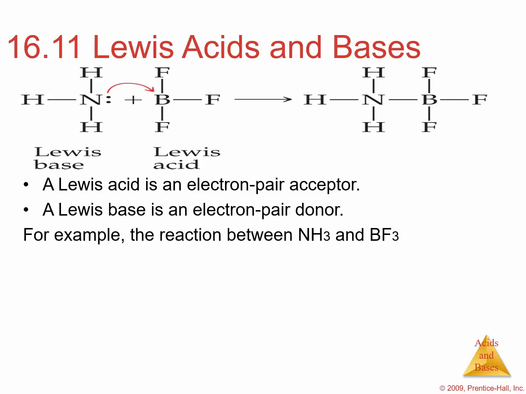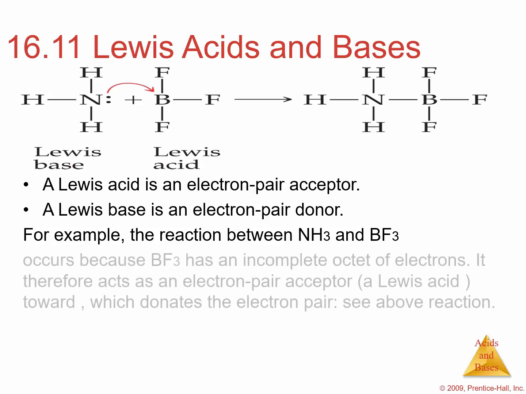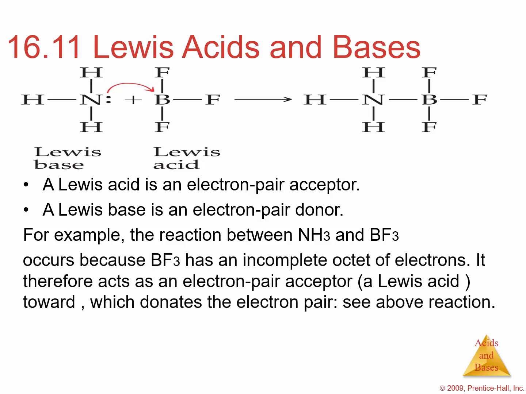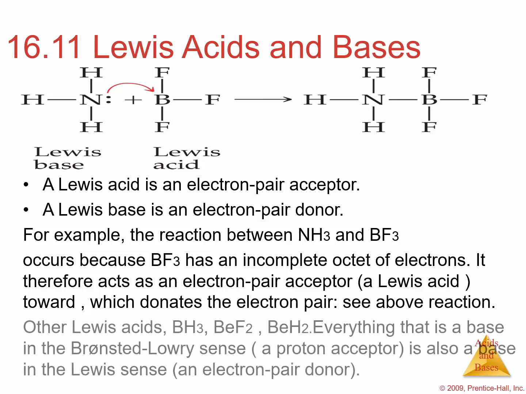Now, for example, the reaction between NH3 and BF3 occurs because BF3 has an incomplete octet of electrons. It therefore acts as an electron pair acceptor, a Lewis acid, toward NH3, which donates the electron pair, as in this reaction. Now, other examples of Lewis acids are BH3, BF2, BH2.